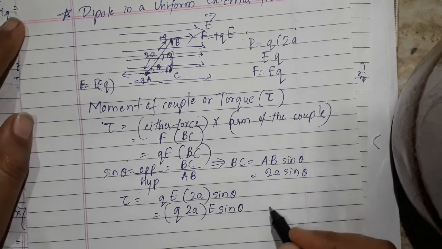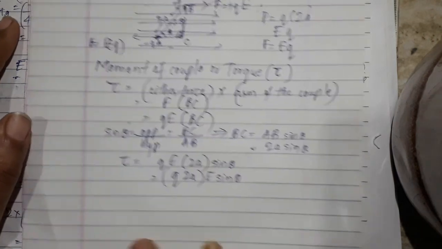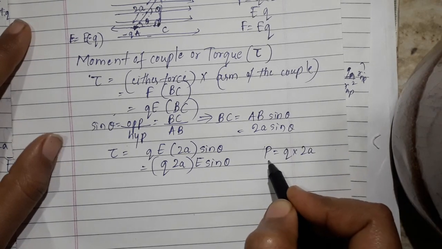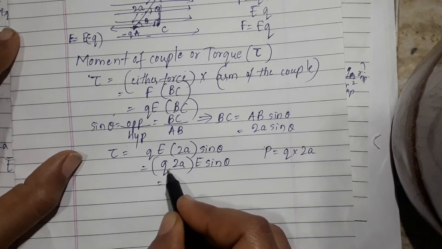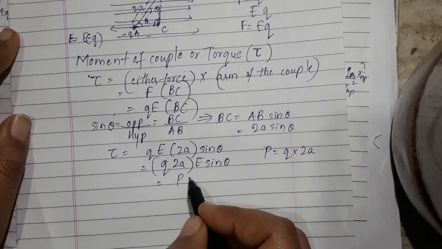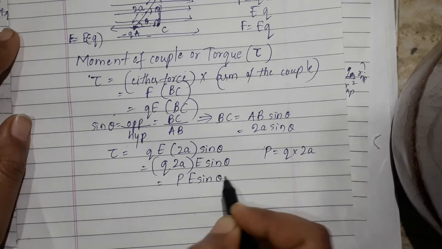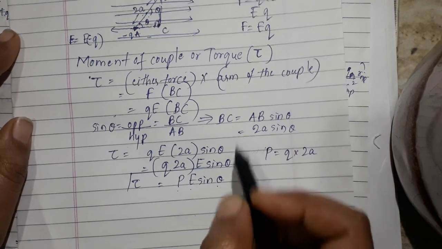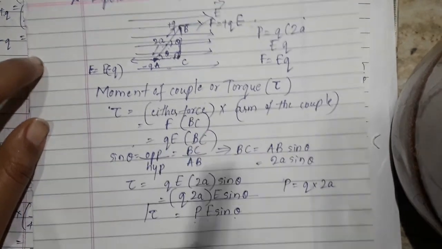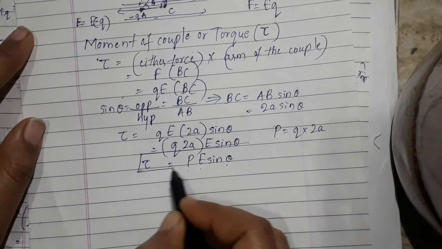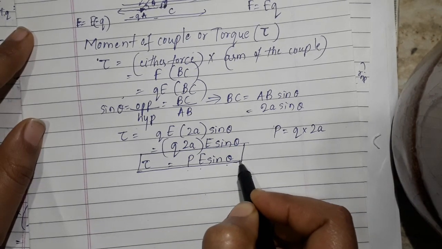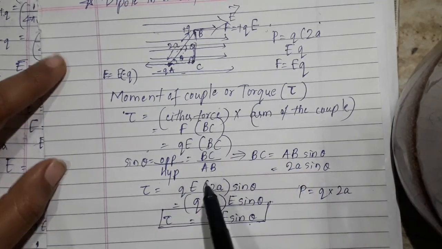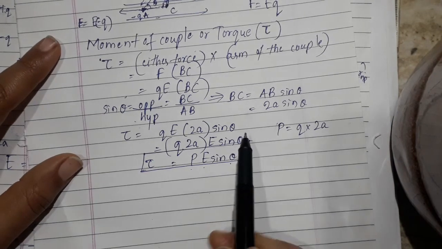We already know this formula again and again: P is equal to Q into 2A, which is known as the dipole moment. Q into 2A is the dipole moment P, so the torque is P E sin theta. The expression of torque involves P, the dipole moment, E, the electric field, and theta, the angle between the electric dipole and the electric field lines. This is the main expression for the torque, the moment of the couple of forces exerted on an electric dipole in an electric field.